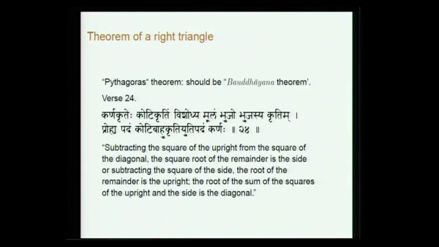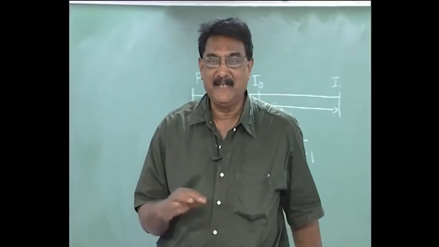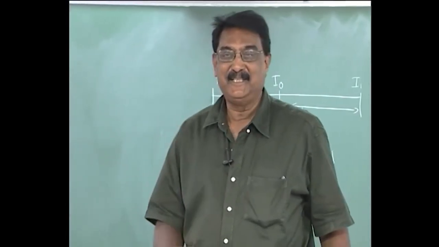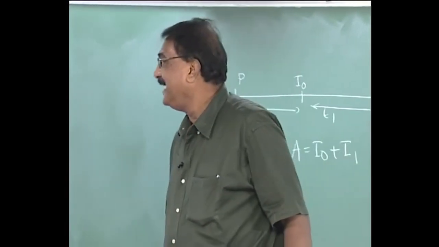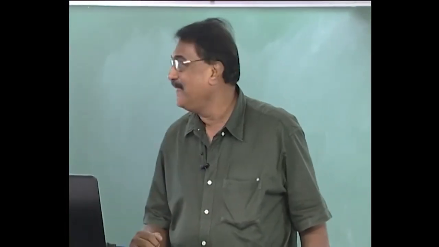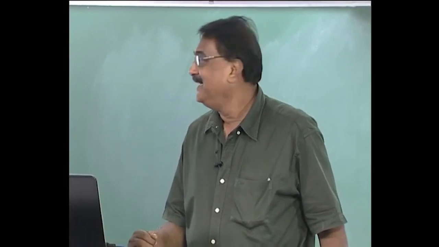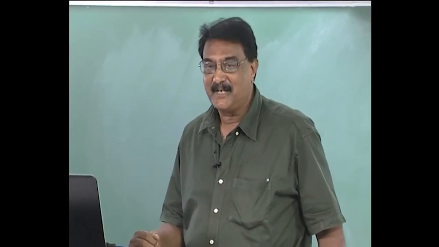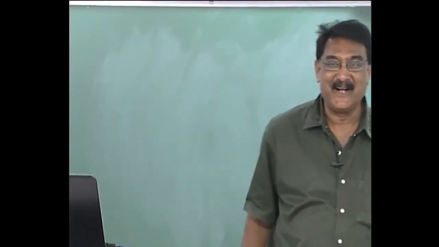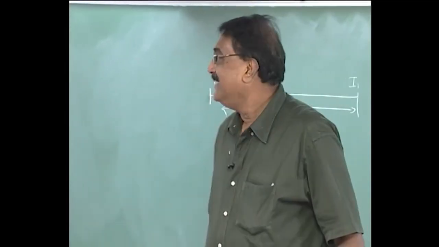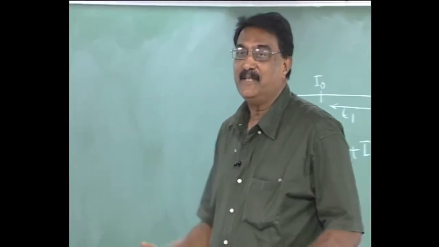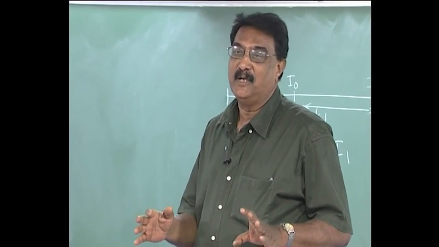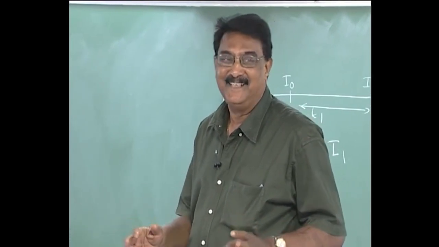So, it is interesting that after giving all these results, he comes to the theorem of the right triangle, the so-called Pythagoras theorem. So, probably it should be called the Bodhayana theorem. In whatever way, everybody has strong views on this, but it is known that most of the civilizations knew about Pythagoras theorem before Pythagoras, that is for certain.